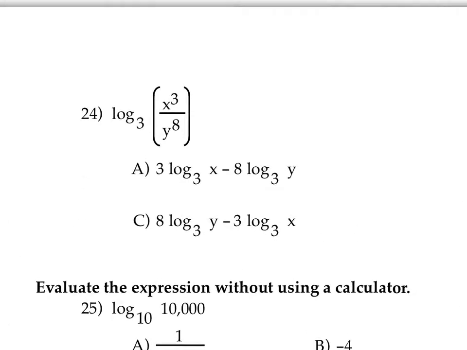For number 24, we are expanding yet again. I'm going to bring down my powers, and I'm going to write this in terms of a subtraction since we're dividing on the inside. We get 3 log base 3 of x minus 8 log base 3 of y. And we're done.